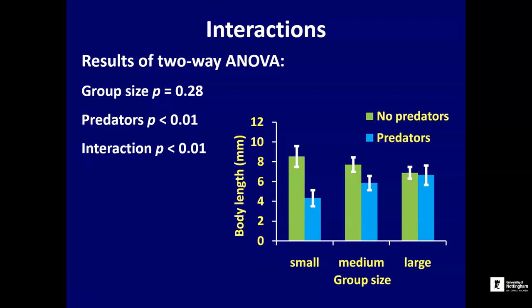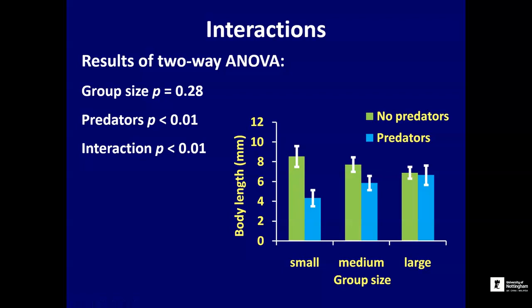But the really interesting bit is the interaction. There's a significant interaction here, which means that the effect of the caging depended on the group size, as we can see rather nicely from the data. For the small group sizes, we can see that being protected from the predators really helped, meant you could grow much faster, whereas in the large groups, it had very little effect.